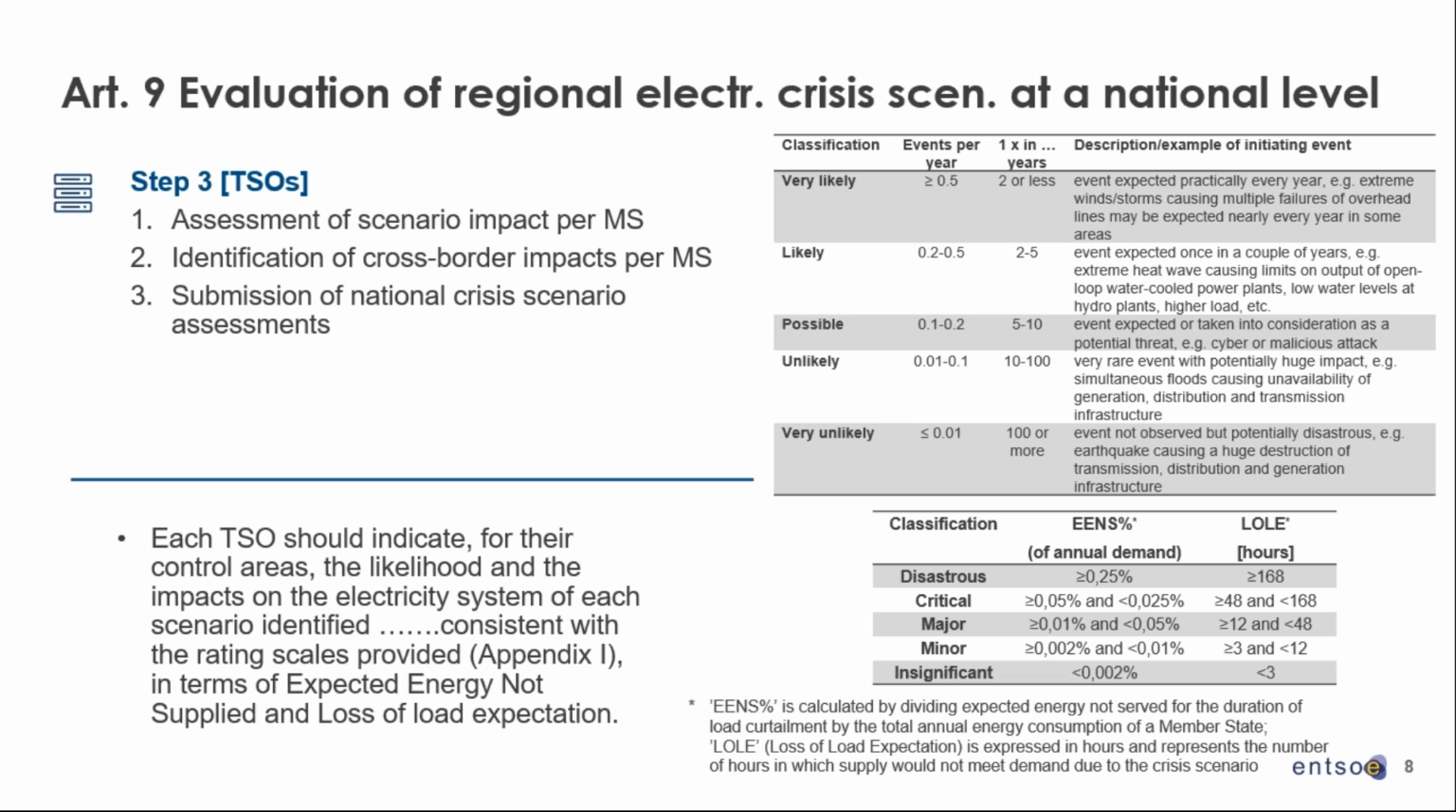We're looking at a combination piece, so each score of impact is marked separately for each crisis. So each TSO will need to score the likelihood and impact for each scenario themselves. The next slide, please.